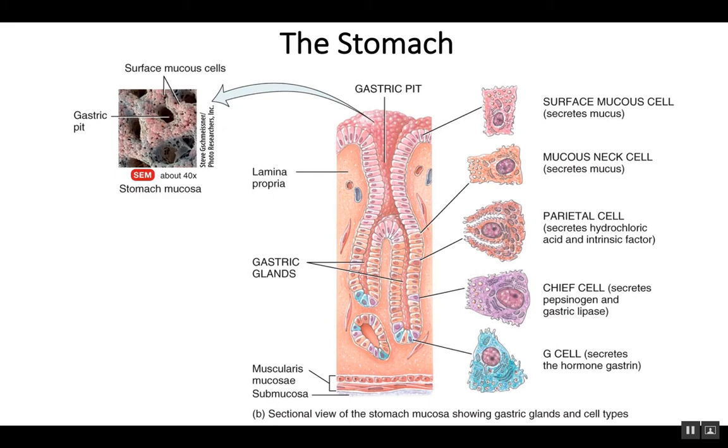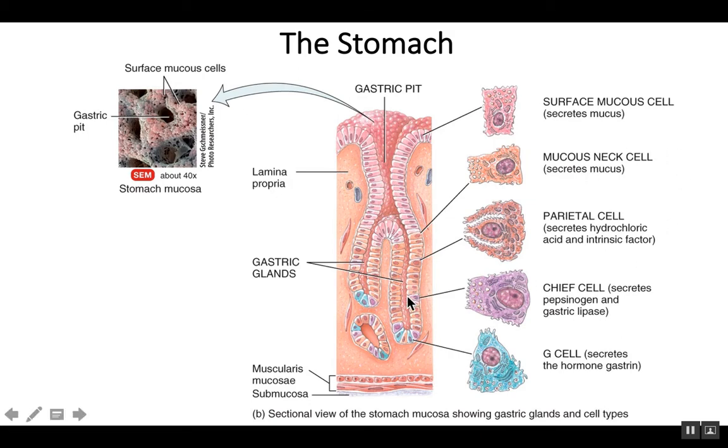Here's just another figure in your book showing the specific cell types that line this gastric pit. We've definitely talked about the parietal cells that are producing hydrochloric acid and intrinsic factor. The stomach uses a different cell to make its enzymes, pepsinogen, which is the inactive version of pepsin. So what's interesting is pepsin has to be activated by stomach acid.